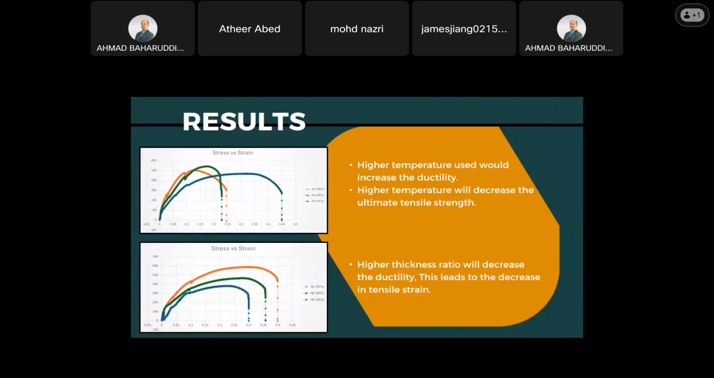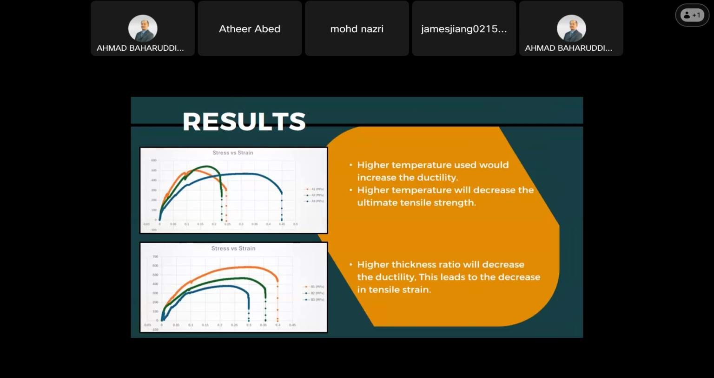For the results, I have not done the optimization process yet, but I have obtained the results after tensile testing. Based on what I have analyzed from the results, high temperature will increase the ductility of the specimens, and high temperature will also decrease the ultimate tensile strength. This one is a bit inaccurate because each of these is combined with other process parameters.